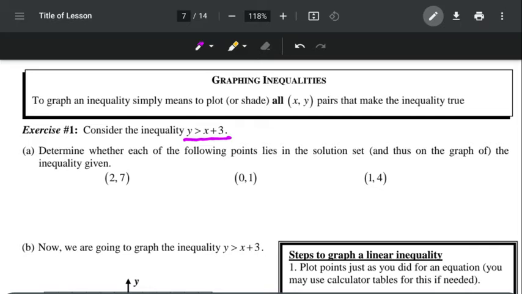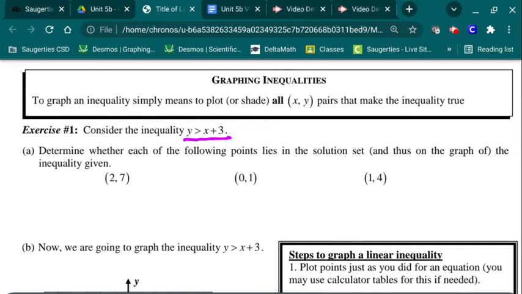For exercise 1a, they want us to look at these 3 points and figure out which ones are part of the solution. That means they'd be true. So I'm going to pause my video just to save some time and figure out which ones of these are true and which ones are false. And then I will come back.